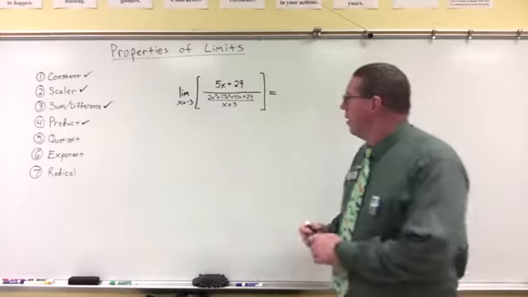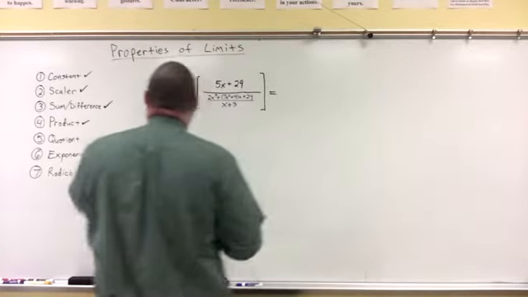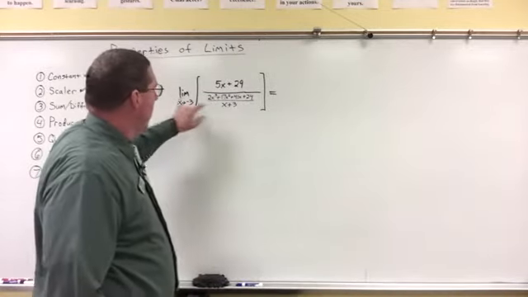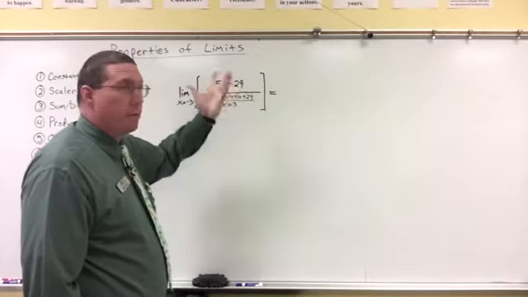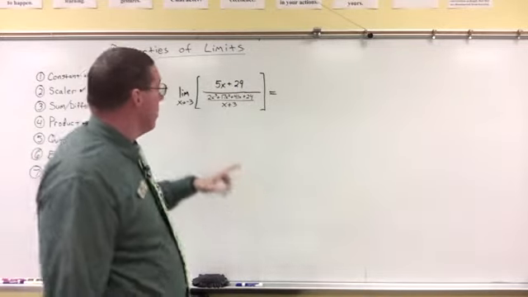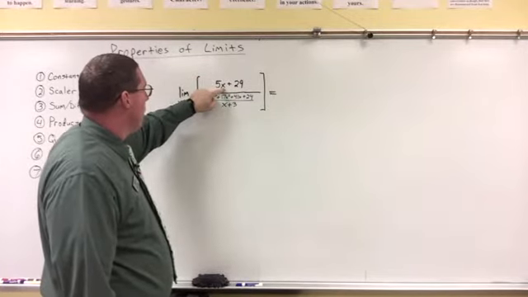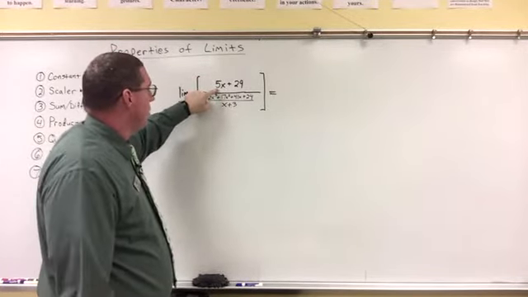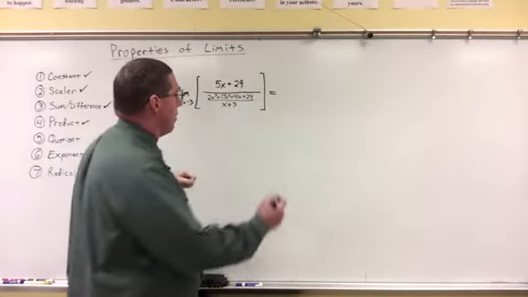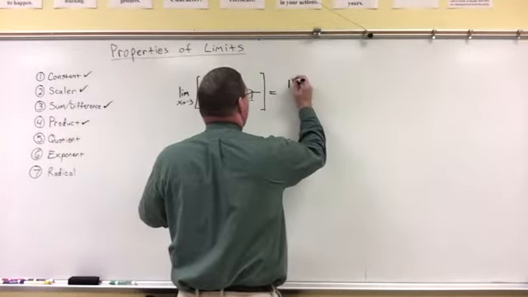All right, let's see here. So we've got the limit as x approaches negative 3 of the numerator, which is 5x plus 29. That limit is really easy. All we have to do for the limit of this thing is plug the negative 3 in. Negative 3 times 5, that's negative 15, plus 29, that's 14. So we know that this is going to be 14 over.